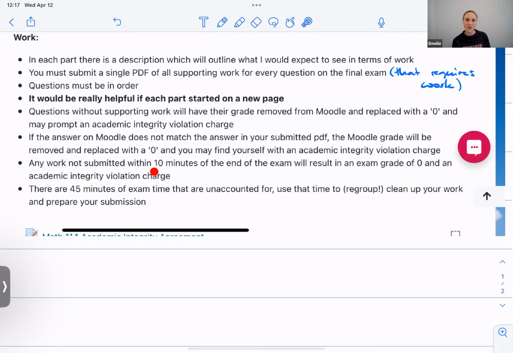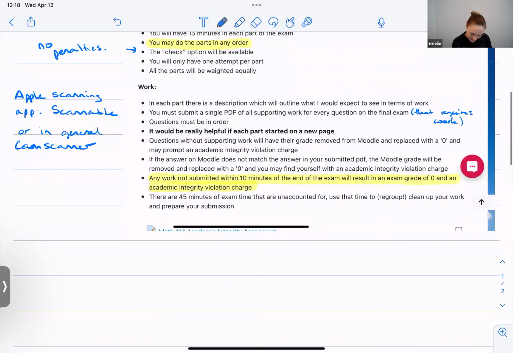Any work that's not submitted within 10 minutes of the end of the exam, so you have until 4:10, I will have to change your grade to 0, your final exam grade. That means you fail the course. I can't stress this enough. It would be very, very bad. Please don't do that.